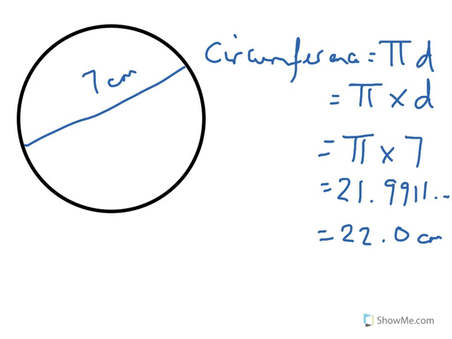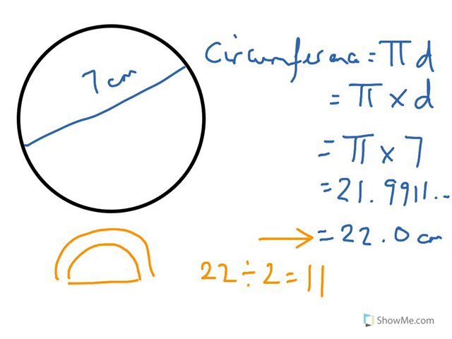Now, let's say again you had to find the length of the perimeter of this semicircle. So it's slightly tricky. You've got to remember one thing here. You're still going to work out the circumference as if it was a full circle. So you would still find out this full answer here, which is 22. And that would be the circumference of the whole circle. We obviously need to halve that. So 22 divided by 2 is 11. So that gives us the length of this curved bit here.